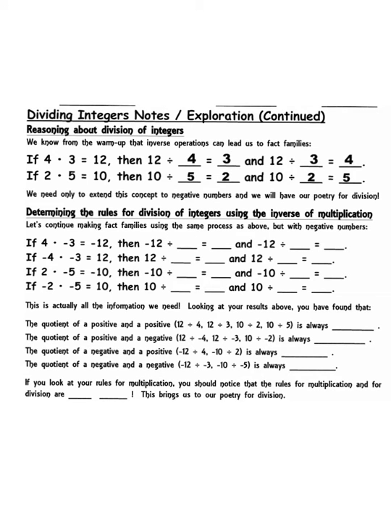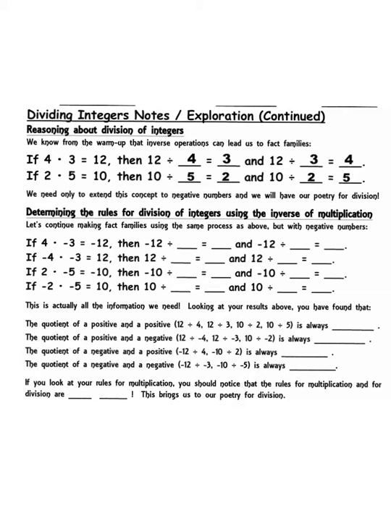So let's talk about dividing integers. Let's start with reasoning about division. We know, and we did not do these warm-ups, but you should know, that if 4 times 3 is 12, then you've got a fact family: 12 divided by 4 would be 3, and 12 divided by 3 would be 4. So if we know these fact families, and we've been learning these for a very long time, we only need to extend on this concept to negative numbers, and then we're going to get our poetry for division.